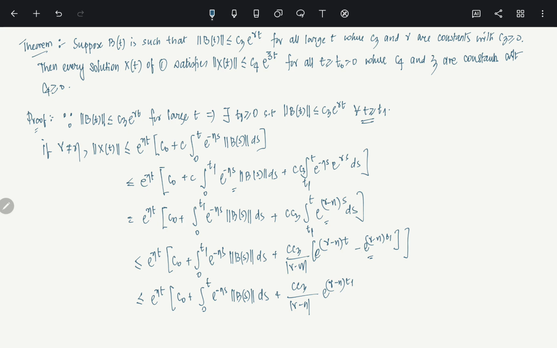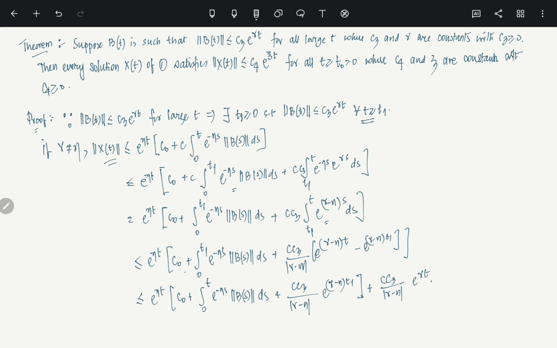Why can I change it to plus? See, this is a positive term. So basically, this x of t is dominated by this particular term minus a positive term. So this will be dominated by this term plus that term also. So I can just change the sign. It's not a problem, since the exponential of gamma minus eta times t1 is positive. Exponential is positive, so we are using that fact. Clear? So that part, plus you have C c3 by mod gamma minus eta, e to the power gamma t. I hope this is clear.